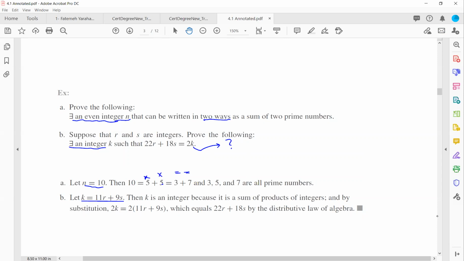2 times 11 is 22. 2 times 9 is 18. So if we define k to be 11R plus 9S, then we're done with the second part. For existential arguments, we found just one instance, just one example that satisfied that condition, and we're done with these types of proofs.